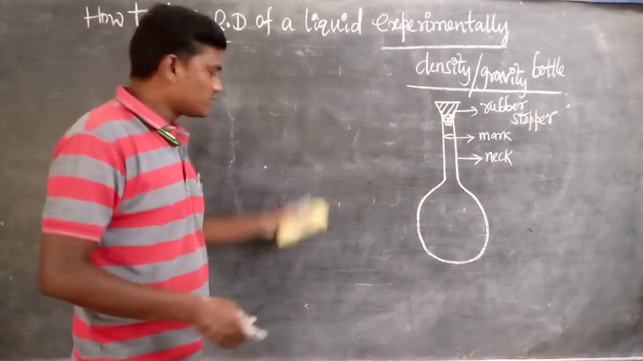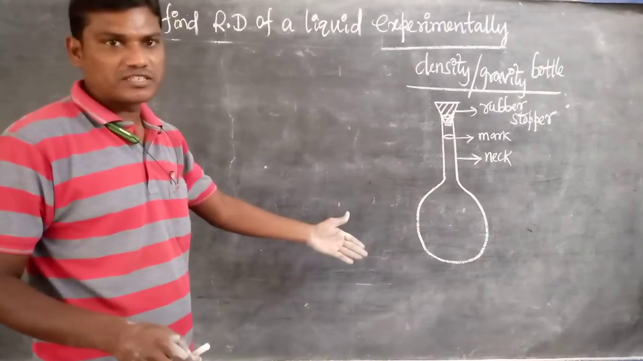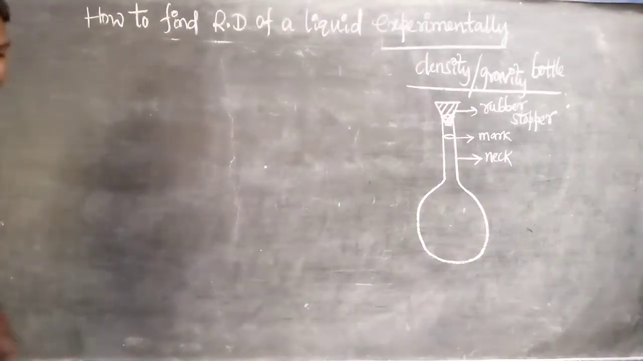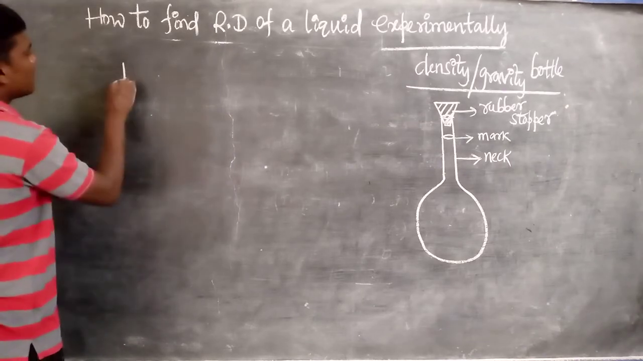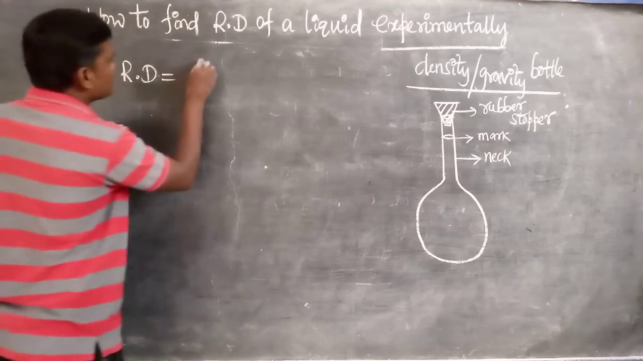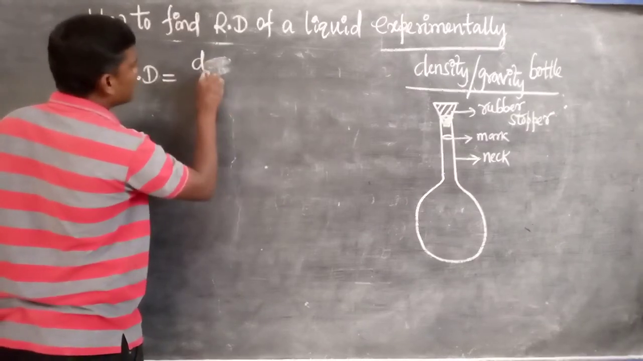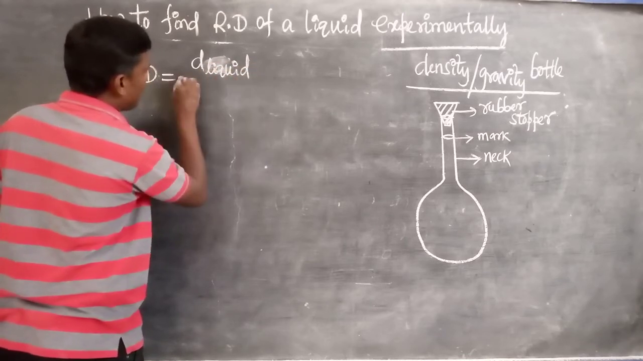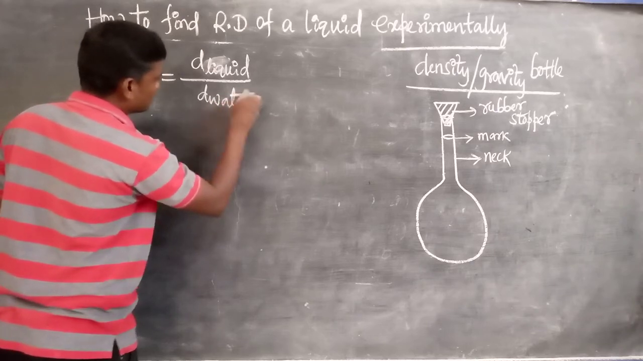These all come into the calculation part. First you can write in words, point-wise, two to three points, under the calculation part. After this, we know the formula of relative density. Relative density is equal to density of the substance, and the substance here means the liquid. So density of liquid upon density of water.